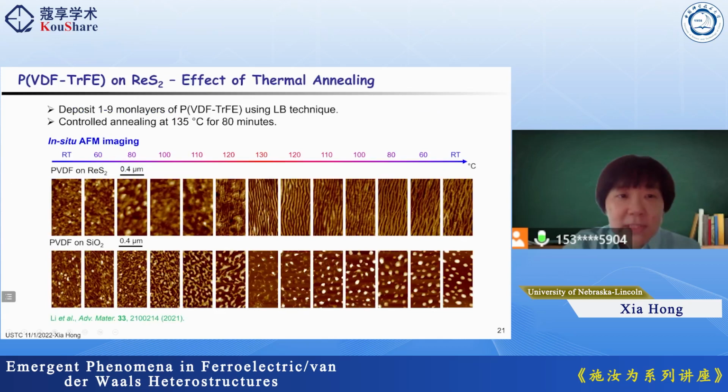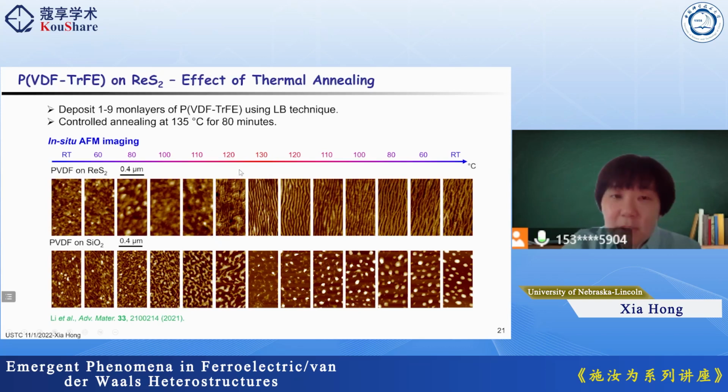As I just mentioned, we put the PVDF under a very gentle annealing at 135 Celsius and see a drastic improvement of field effect. So why? To understand it, we performed in situ AFM imaging of the sample. What's shown here is that we progressively increase the temperature. The sample starts with a structureless surface that is very smooth.